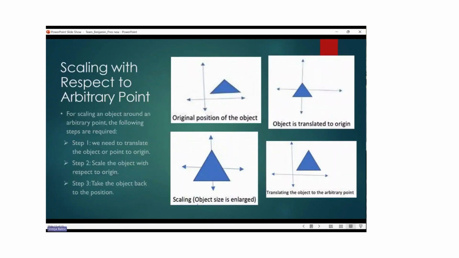Now coming to scaling with respect to an arbitrary point. So here also, as in the previous rotation, this is the original position of the object. Then we need to move it to the origin, the translation towards the origin, and then we have enlarged or scaled the object. Here we have enlarged it, or we can generally diminish it also. Then the object is moved to its original position.